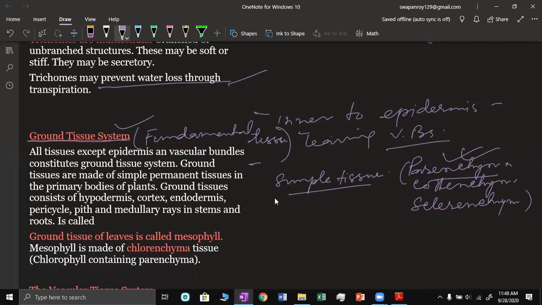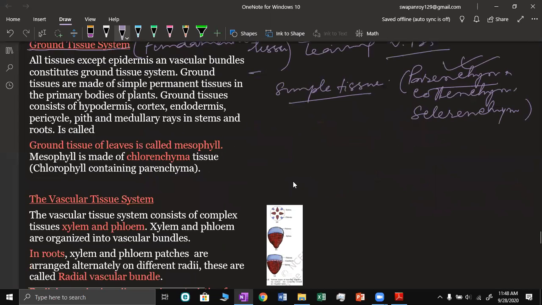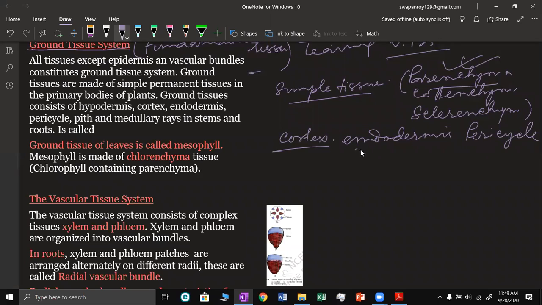In the case of root, the ground tissue can be divided into cortex, endodermis, pericycle, conjunctive tissue, and pith. These are the fundamental tissues in the case of root.